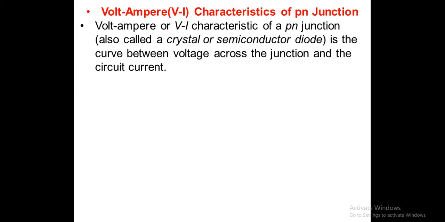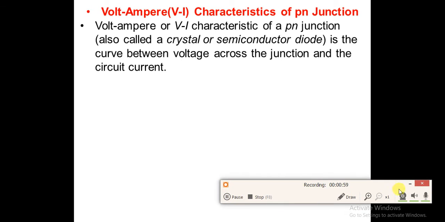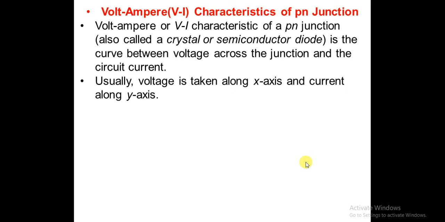So volt ampere characteristics or VI characteristics of a PN junction, also called PN junction diode. VI characteristics is the curve between voltage across the PN junction diode and the circuit current. Usually voltage is taken along the x-axis and current is taken along the y-axis of a two-dimensional graph.